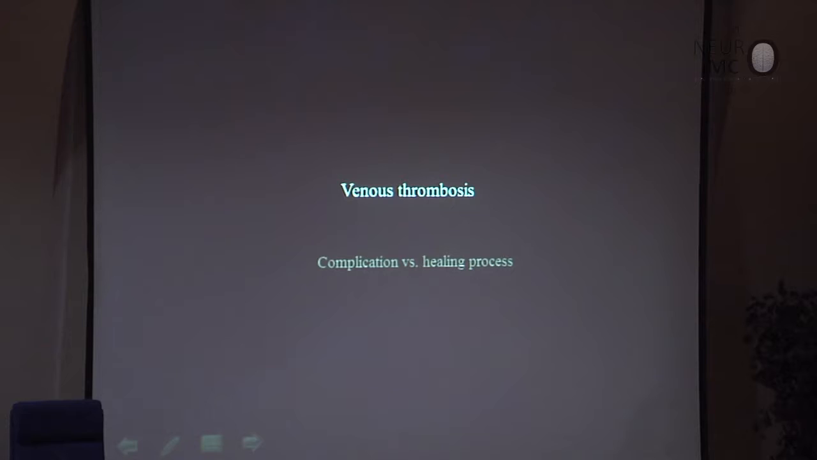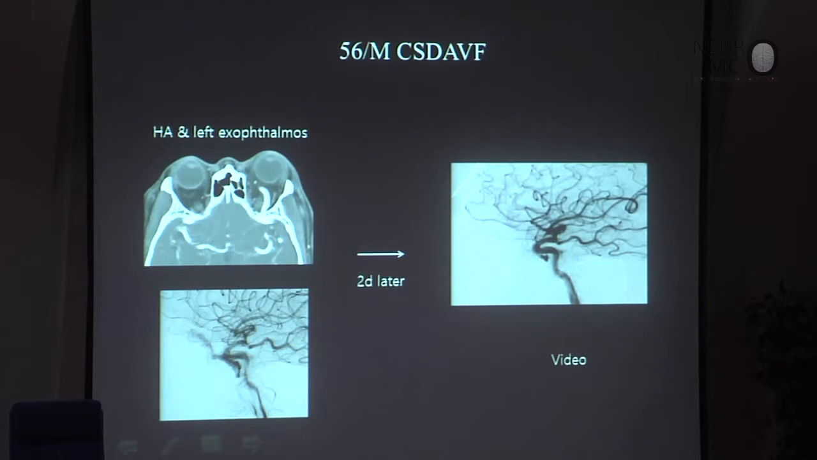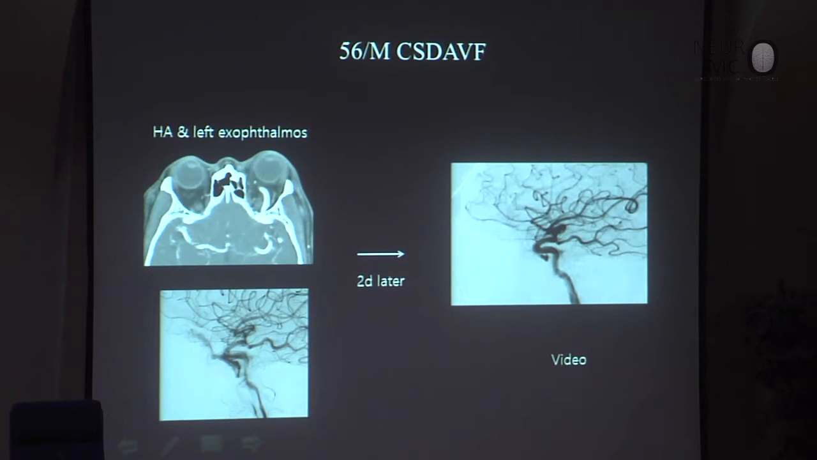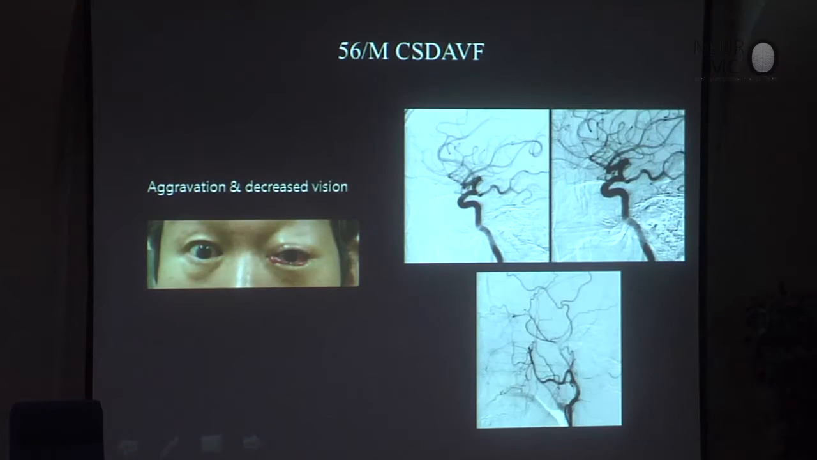Another complication is venous thrombosis. It's a complication or one way of the healing process. So there is engorgement of the ophthalmic vein, a rather dilated SOV and sluggish flow. Two days later, there are more stages there. And when the patient came to us, the patient had become completely ophthalmoplegic with marked swelling of the eyeball. And then we did the angio.